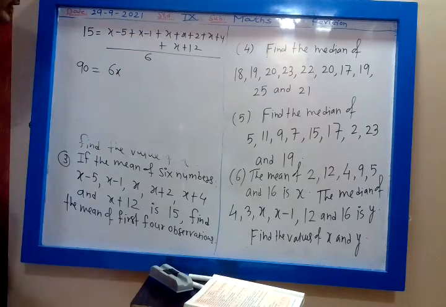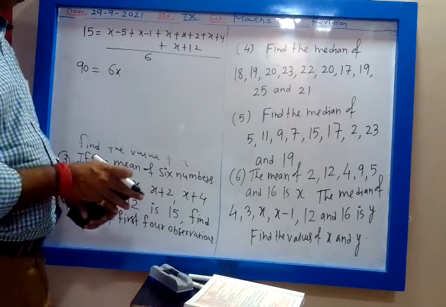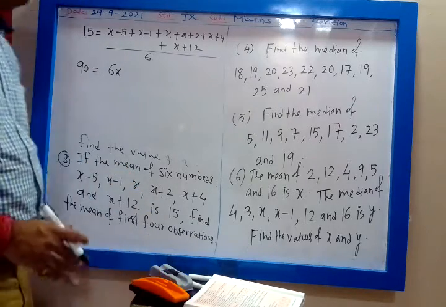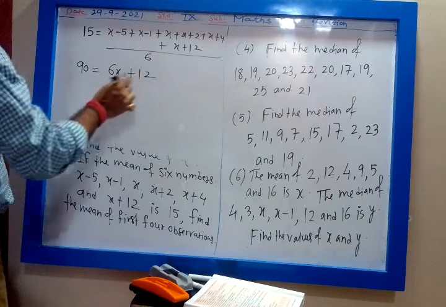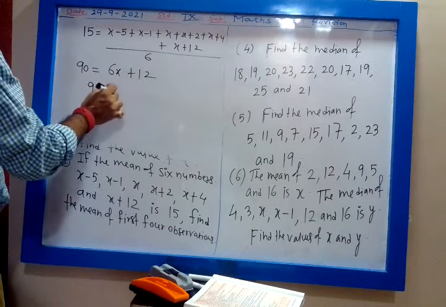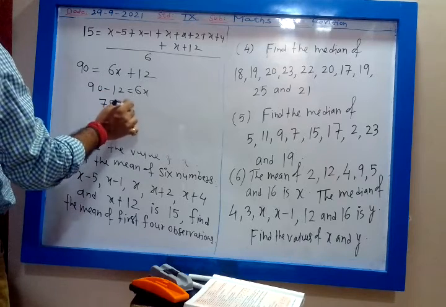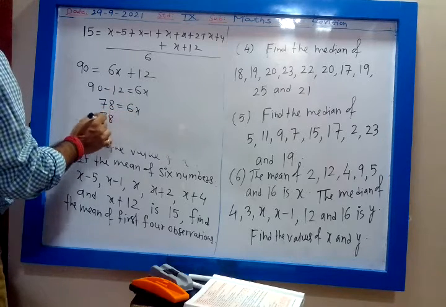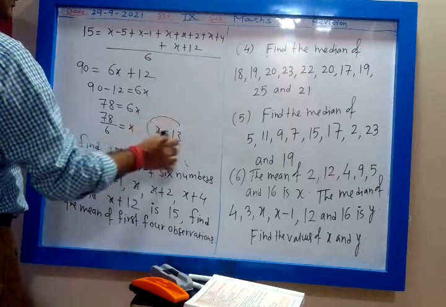Minus 6 plus 2, minus 4. Minus 4 plus 4, 0. So 6x plus 12. So 90 minus 12 is equal to 6x. 78 is equal to 6x. 78 divided by 6 is equal to x. So x is equal to 13.